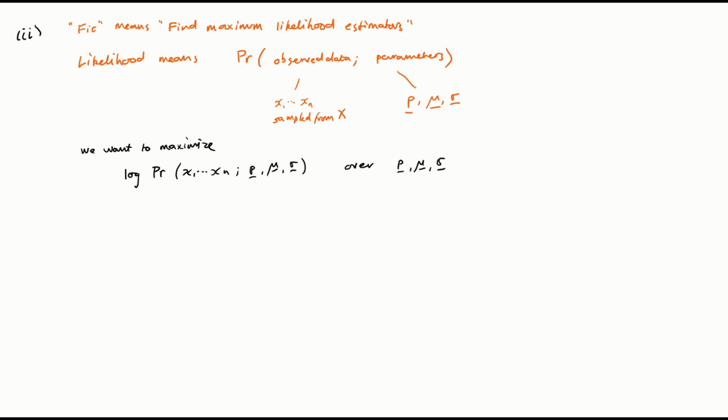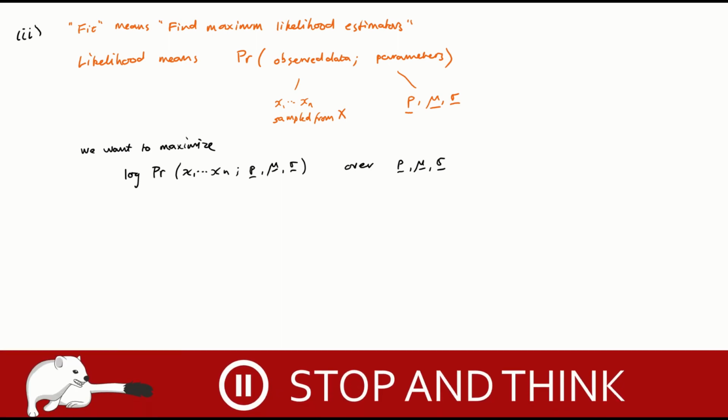Our goal, we're doing maximum likelihood estimation. We want to maximize the likelihood of the observed data, or let's write it, we want to maximize the log of the likelihood of the observed data over the unknown parameters. This is time to stop and think and ask yourself, how would you go about maximizing this quantity?